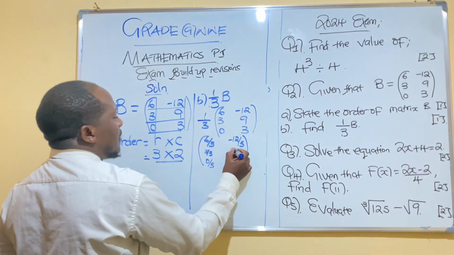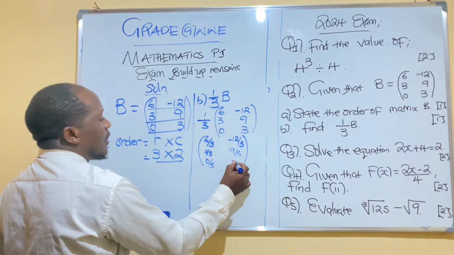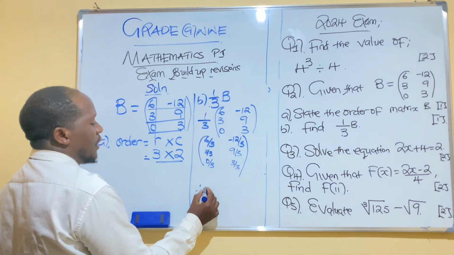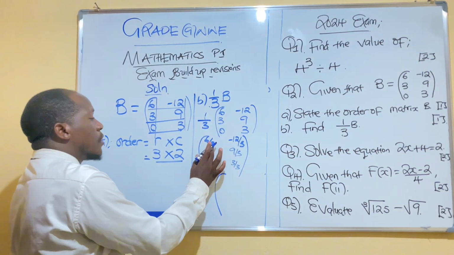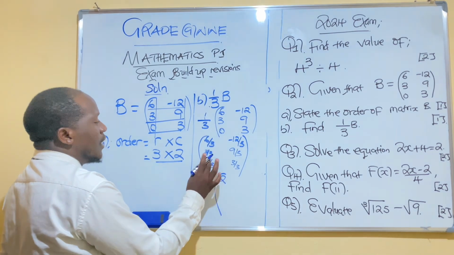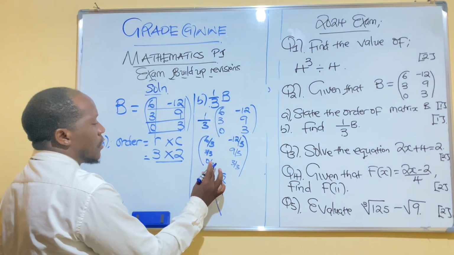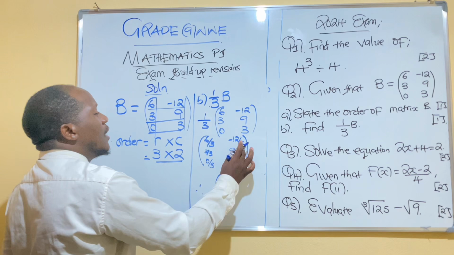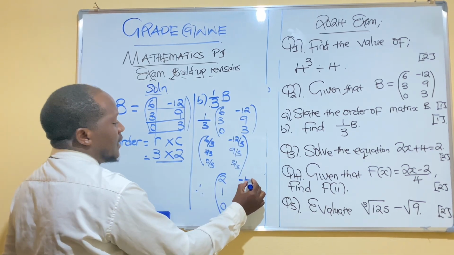1 times 9, this is 9 over 3. And this is 3 over 3. So therefore, the final answer is 3 into 6, it's a 2. 3 into 3, it's a 1. 3 into 0, it's a 0. 3 into negative 12, it's negative 4.